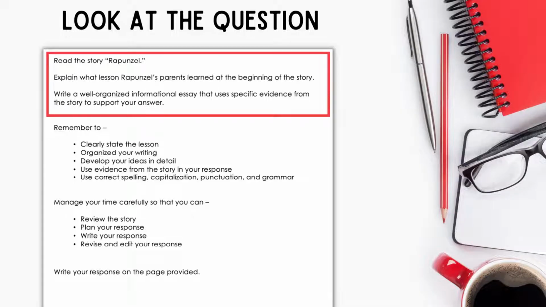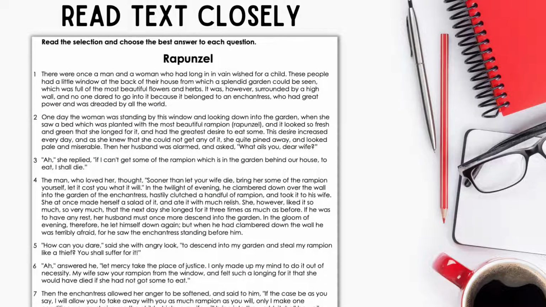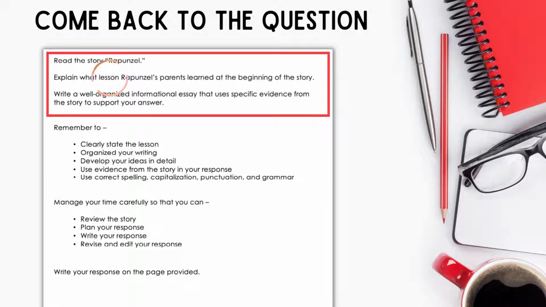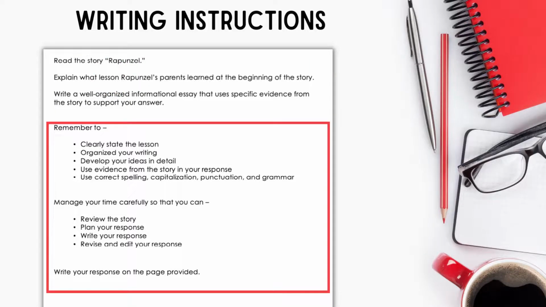In this case, the question says, "Read the story Rapunzel. Explain what lesson Rapunzel's parents learned at the beginning of the story. Write a well-organized informational essay that uses specific evidence from the story to support your answer." So students will need to focus on the lesson here. They'll go back and reread the text closely, focusing in on this lesson. Now, there are also writing instructions included, reminding students what they need to focus on, which is the lesson, organizing their writing, or editing and revising.